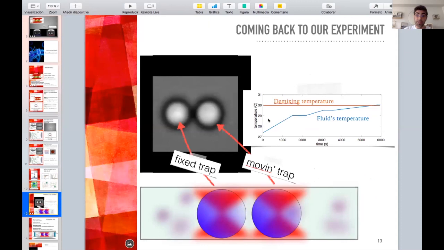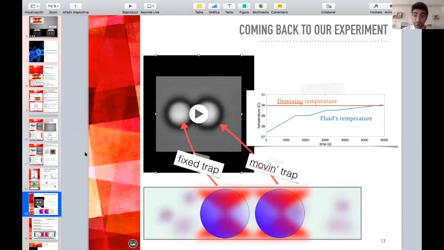So coming back to our experiment, we have the following. We have one particle held in a trap that is fixed, not moving, and the other particle is moving, with one particle in each trap. Then we change the temperature little by little, starting 3-4 degrees from the criticality, which is around 30. We have some pauses in order to obtain more statistics, and then we try to cross the transition. This is the blue line that we saw before in the phase diagram.